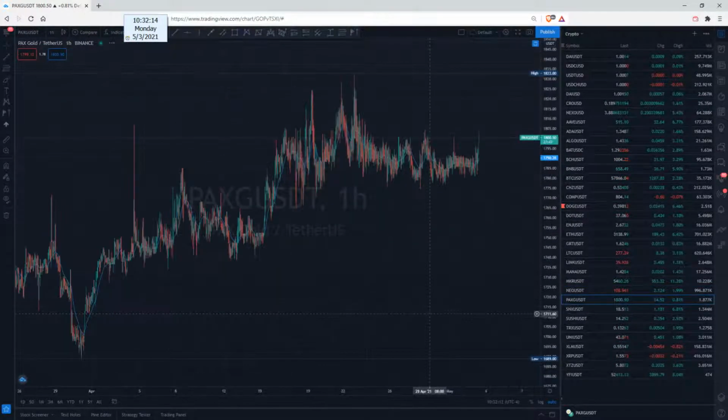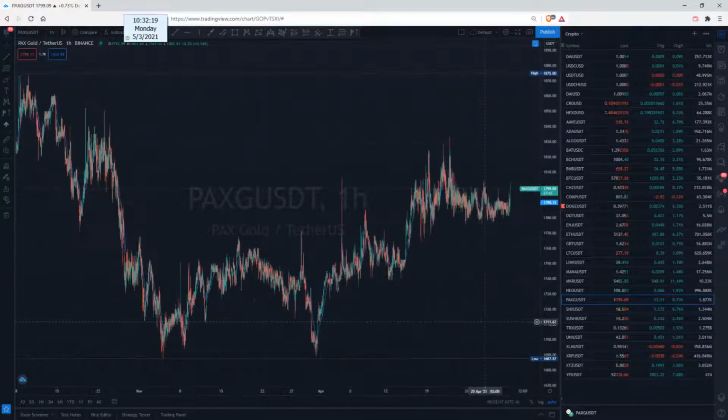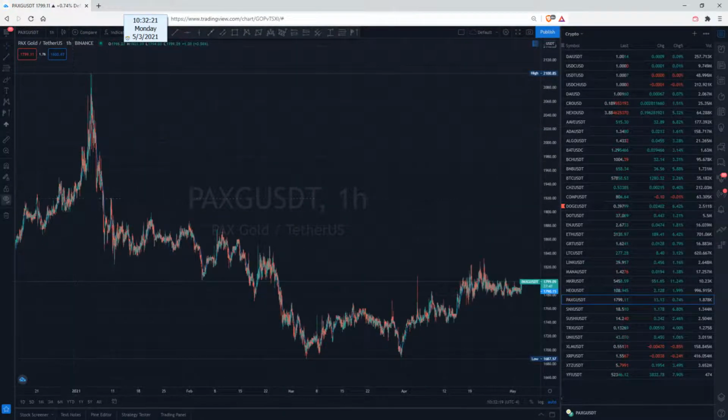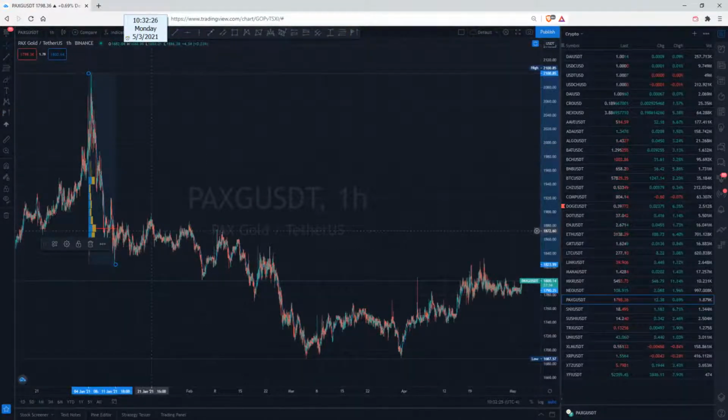PAX G. I don't know. I've been keeping an eye on PAX G just out of curiosity. I don't know if it's something I actually want to actively trade or even pay attention to. I don't even know if it plots volume, actually. Okay, it does.